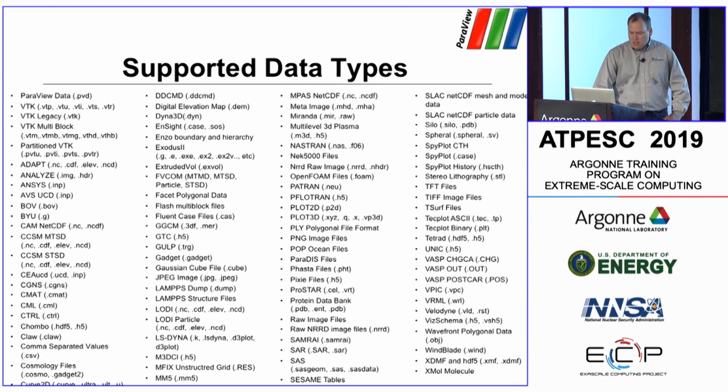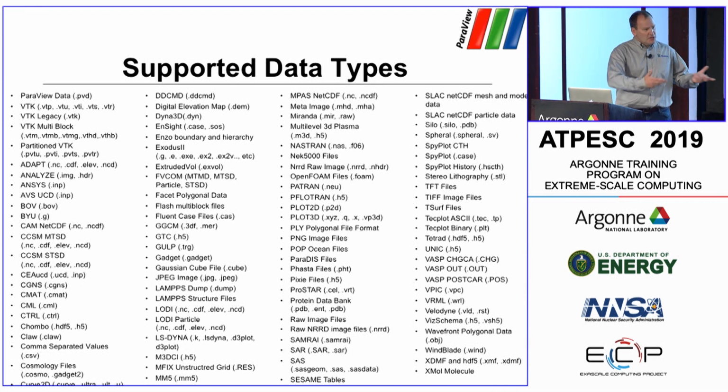Some of the more popular ones are Exodus, the VTP and VTK file formats. These are ParaView or Kitware specific file formats. And the XDMF, which is a wrapper around HDF5. It's an XML wrapper which describes the content of an HDF5 file. The many others here.